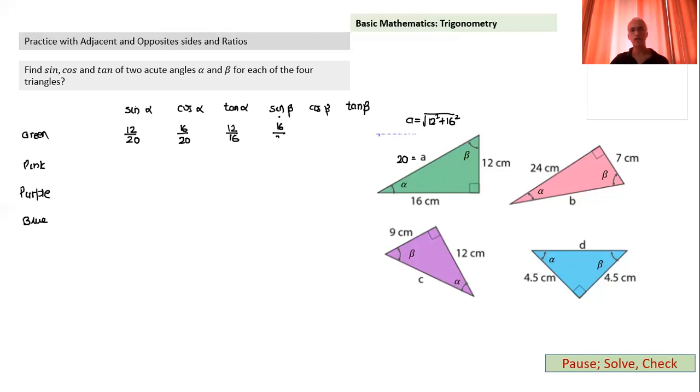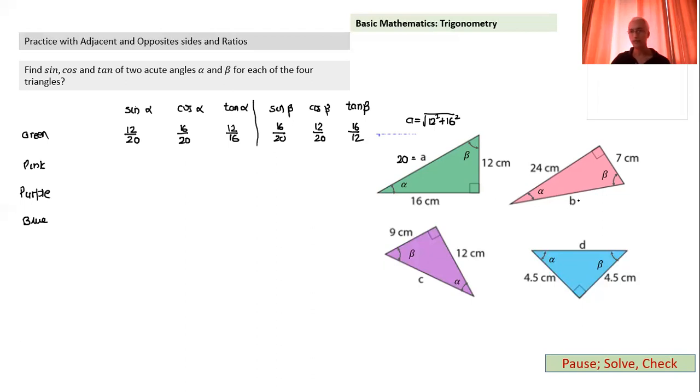Or I could have done it this way: sine beta will be equal to cos alpha, so I could have picked up this value. And cos beta will be equal to sine of alpha, which is 12 by 20. And we take the ratio sine by cos, 16 by 12, equal to tan beta. So once we do this one, for the rest also, sine value is equal to cos and cos value is equal to sine. We can find all the values. We should repeat a similar exercise for this triangle also.